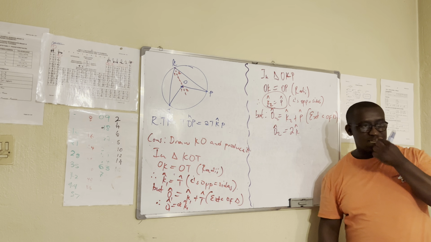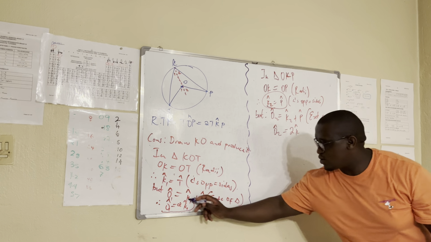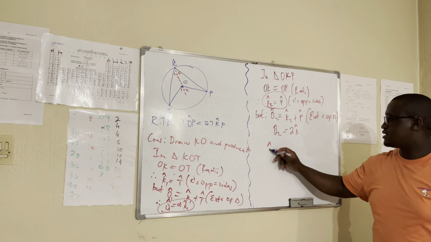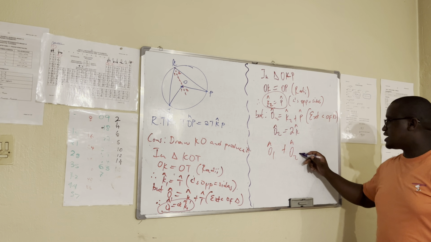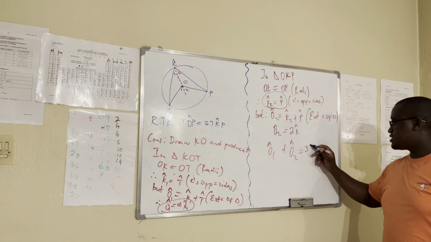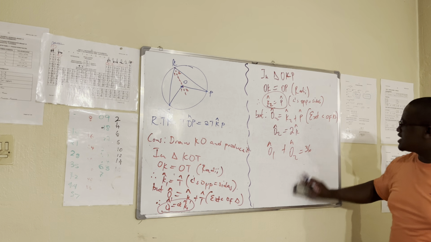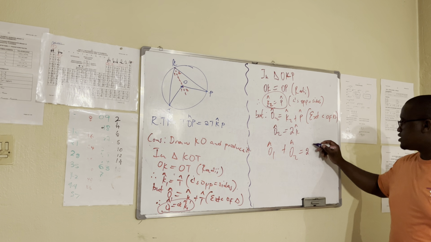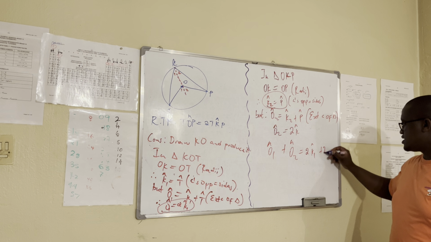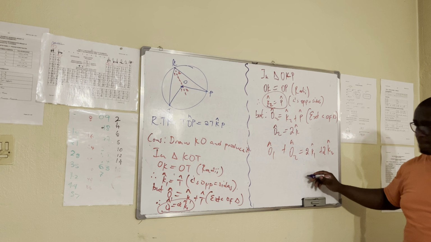Now I can say angle O1 plus angle O2 is equal to 2 K1 plus 2 K2. Did you get it? I can take out a common factor, which is 2.